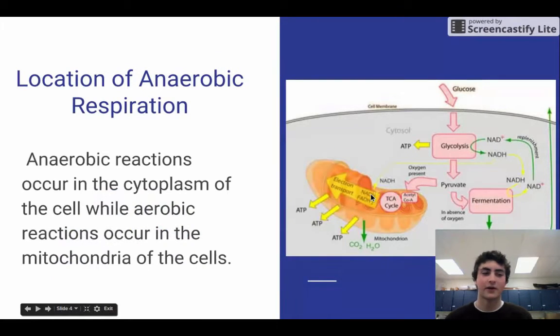All the steps of anaerobic respiration occur outside of the mitochondria in the cytoplasm. Glycolysis, which is the first step of both aerobic and anaerobic respiration, occurs in the cytoplasm, but instead of the products of glycolysis entering the mitochondria to produce energy, they remain outside for anaerobic fermentation.